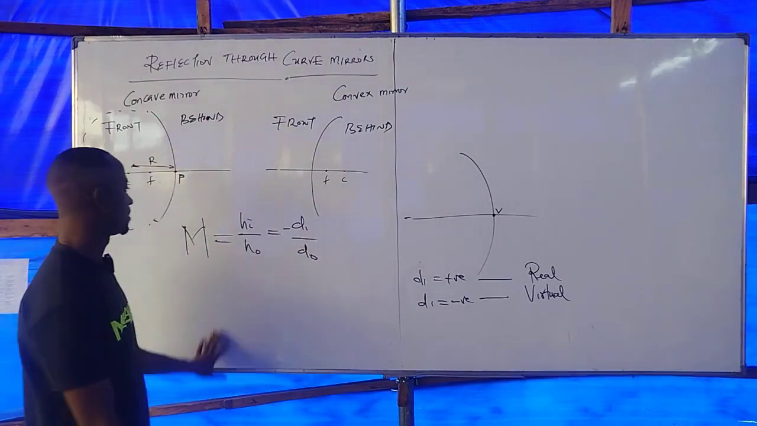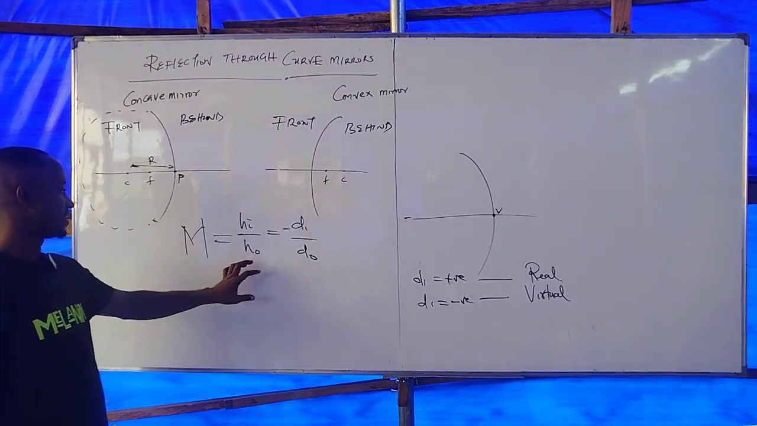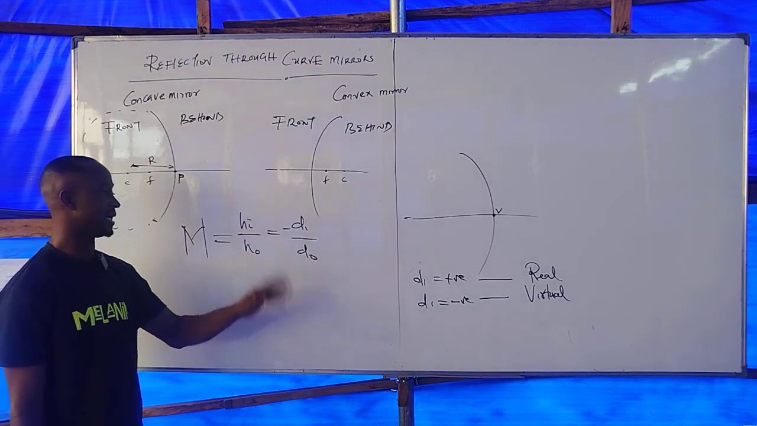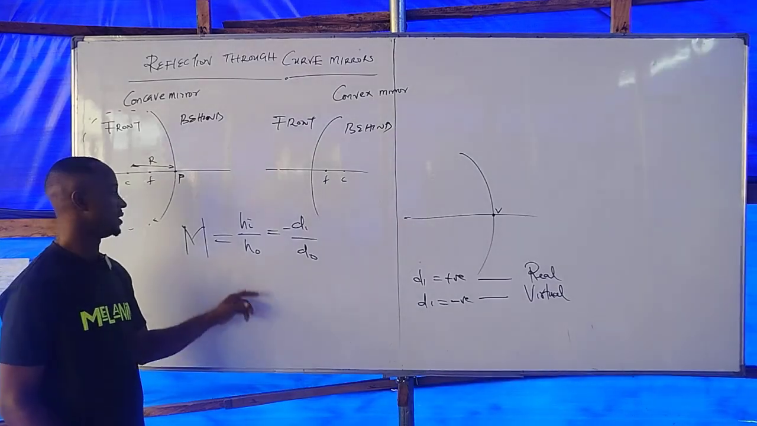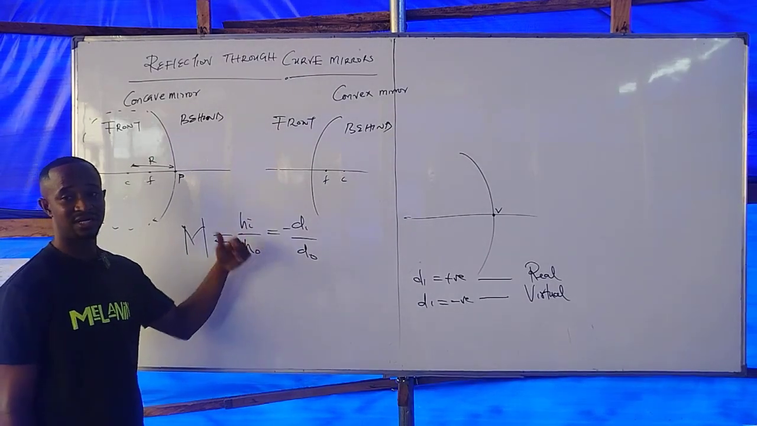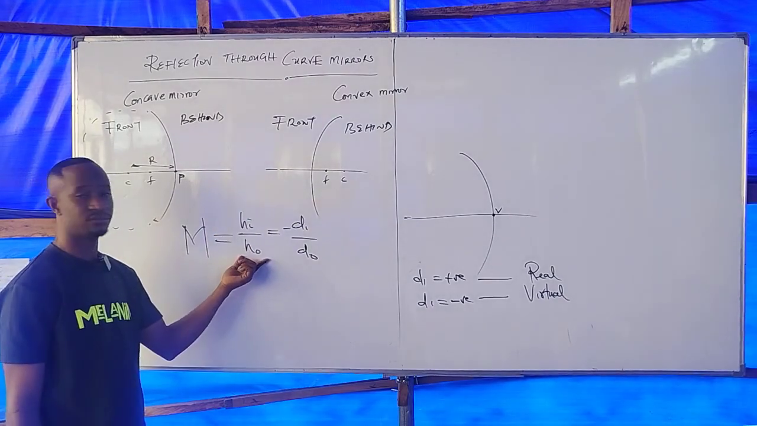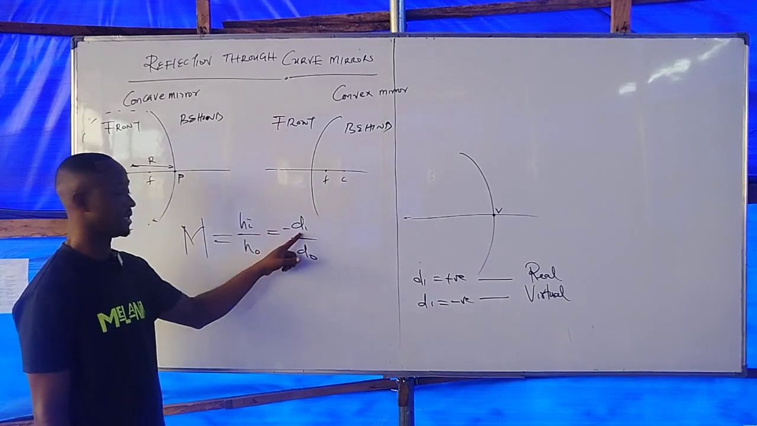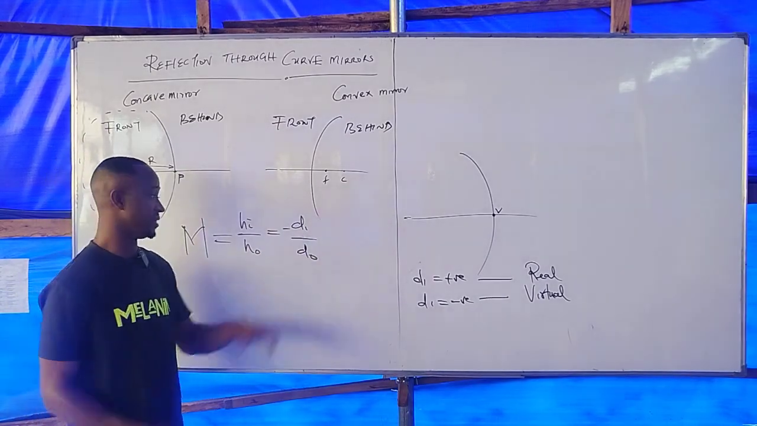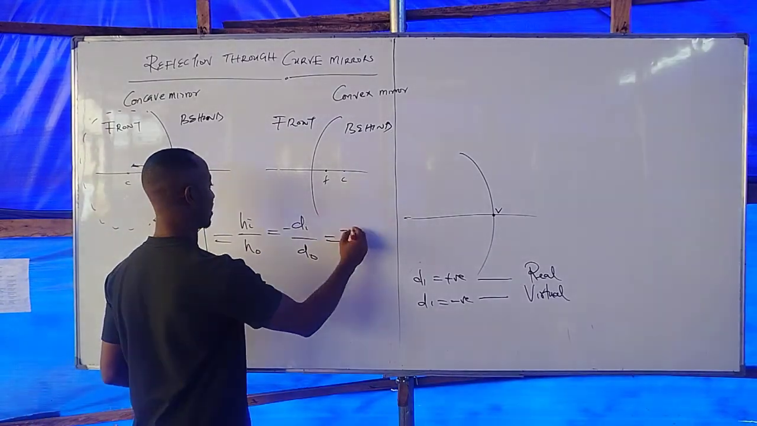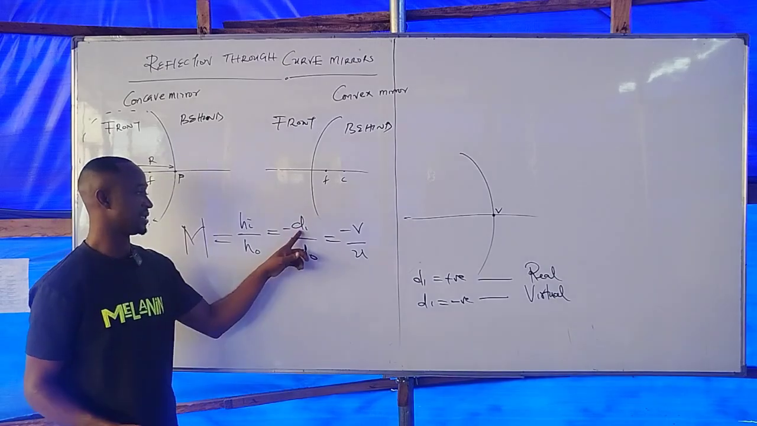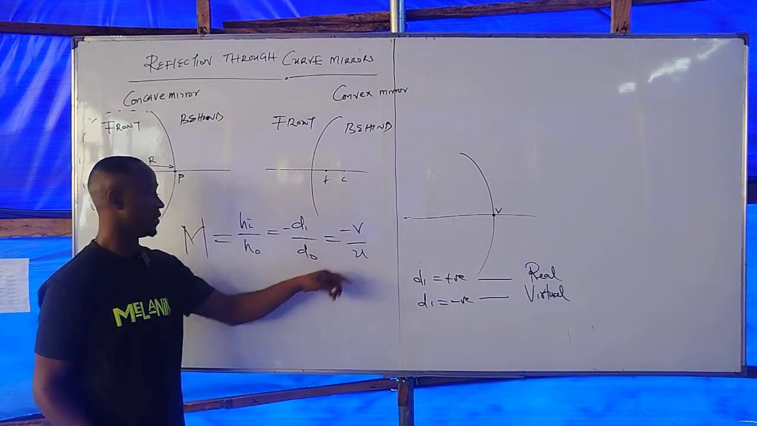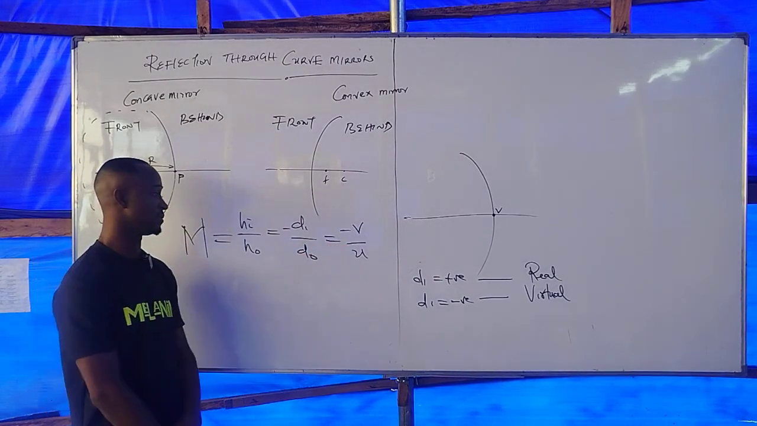Magnification is defined as HI over HO equals minus DI over DO. This is the general formula for magnification. HI represents the height of the image, HO is the height of the object, and DI is the distance of the image. This can also be minus V over U. Don't forget, your DI represents your V, while your DO represents your U.